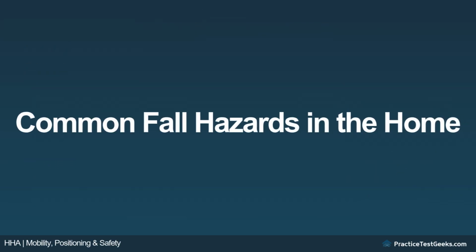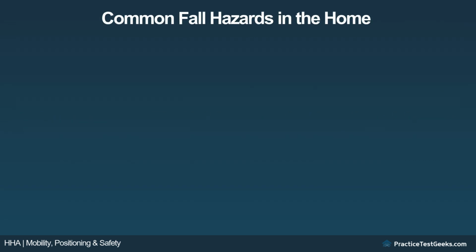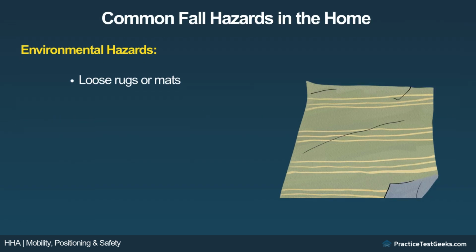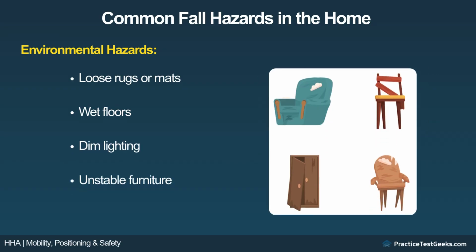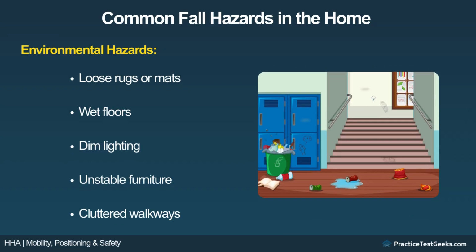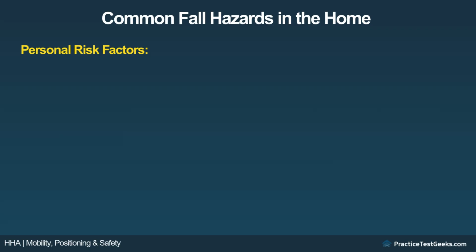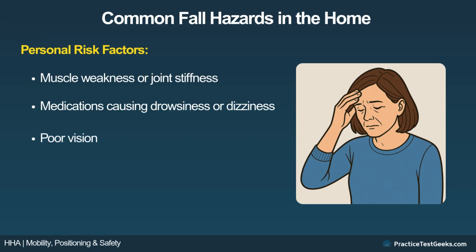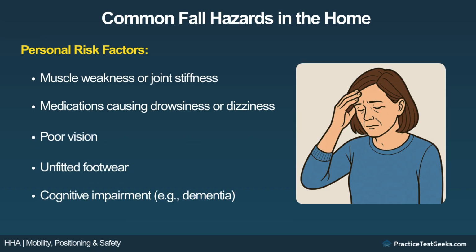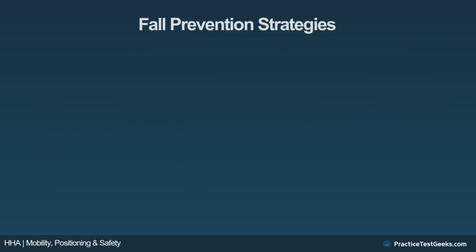Common fall hazards in the home. Environmental hazards: loose rugs or mats, wet floors, dim lighting, unstable furniture, cluttered walkways. Personal risk factors: muscle weakness or joint stiffness, medications causing drowsiness or dizziness, poor vision, unfitted footwear, cognitive impairment, e.g., dementia.